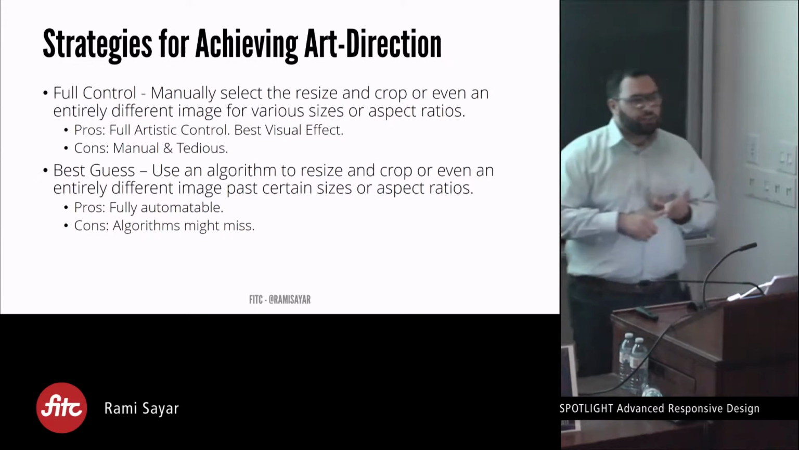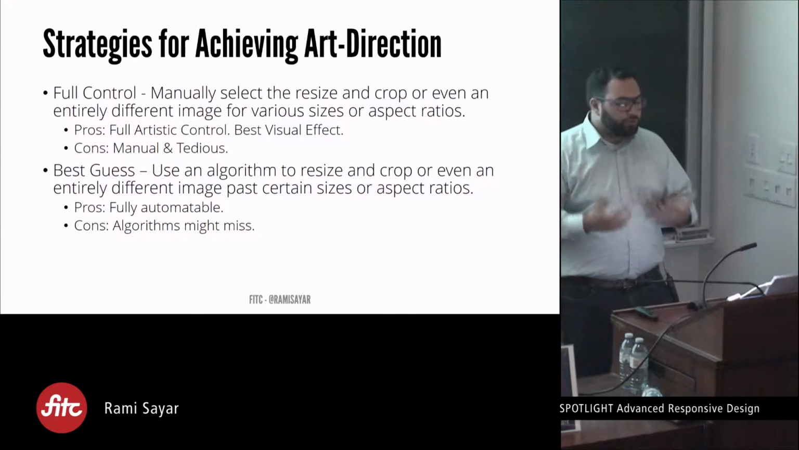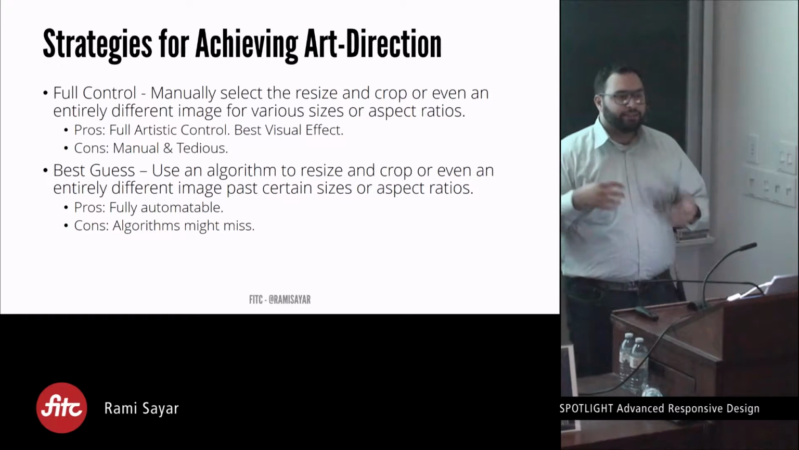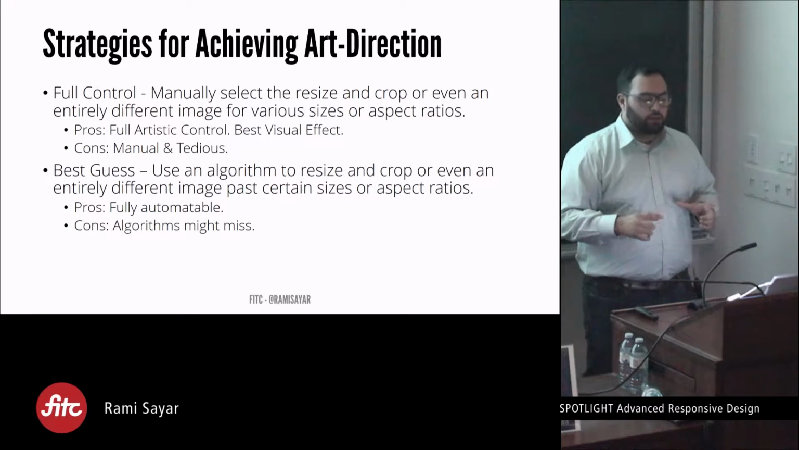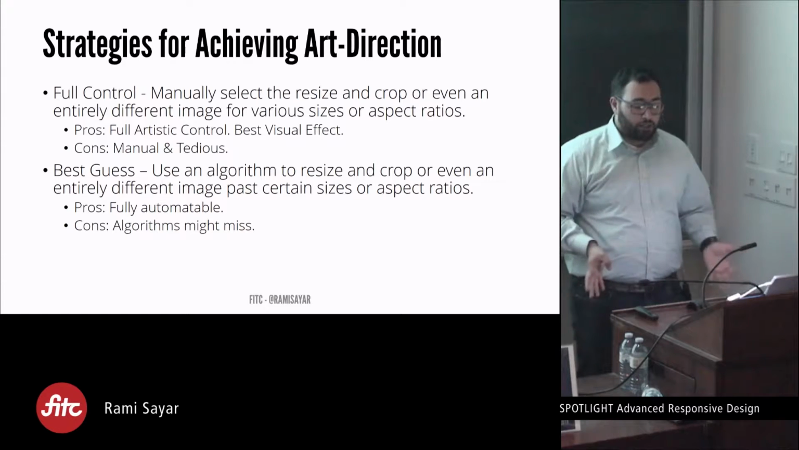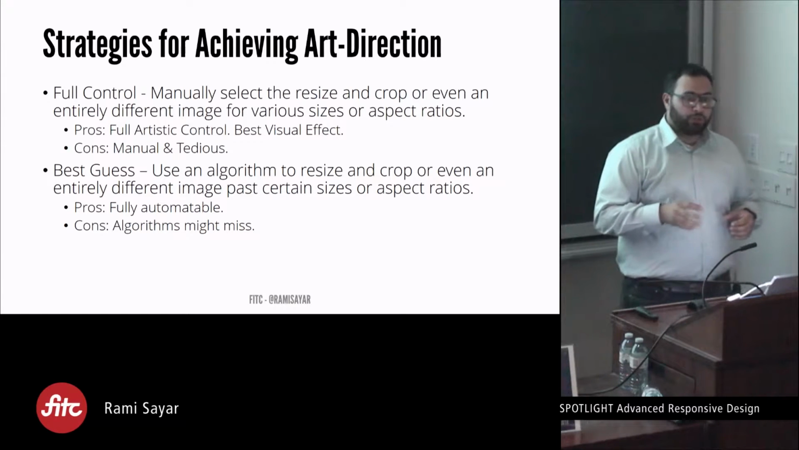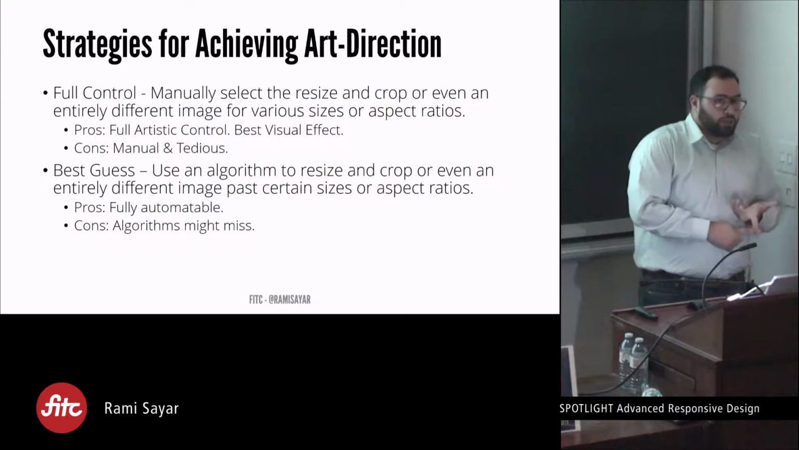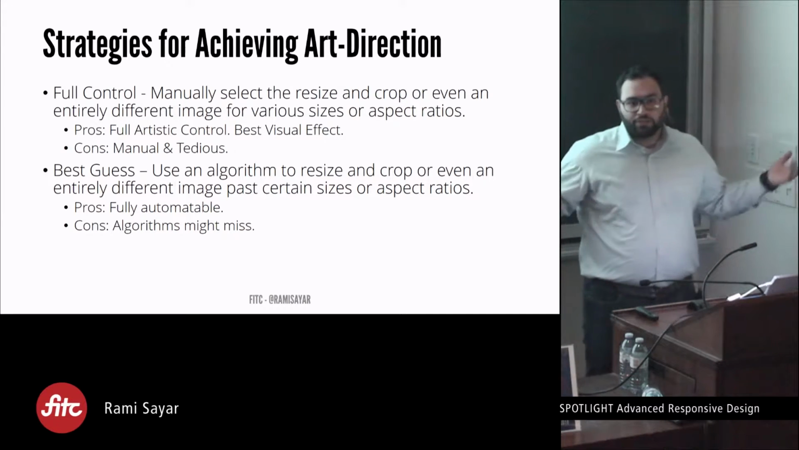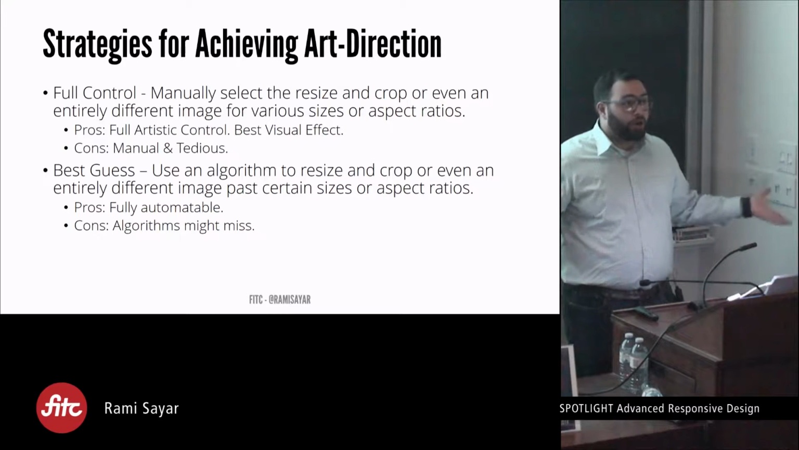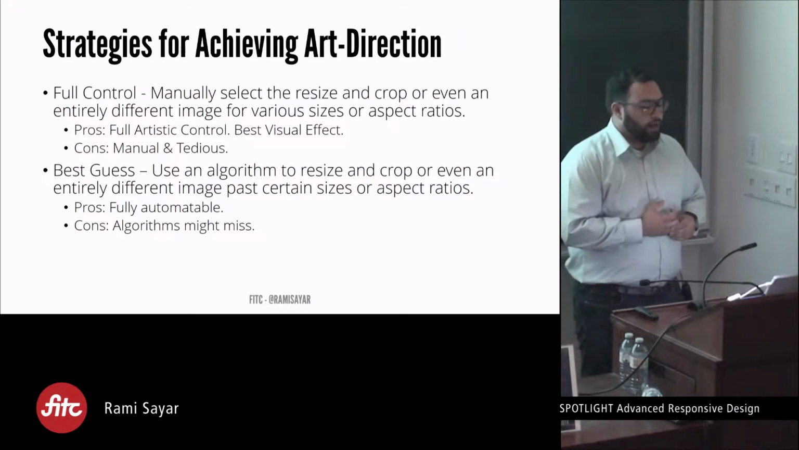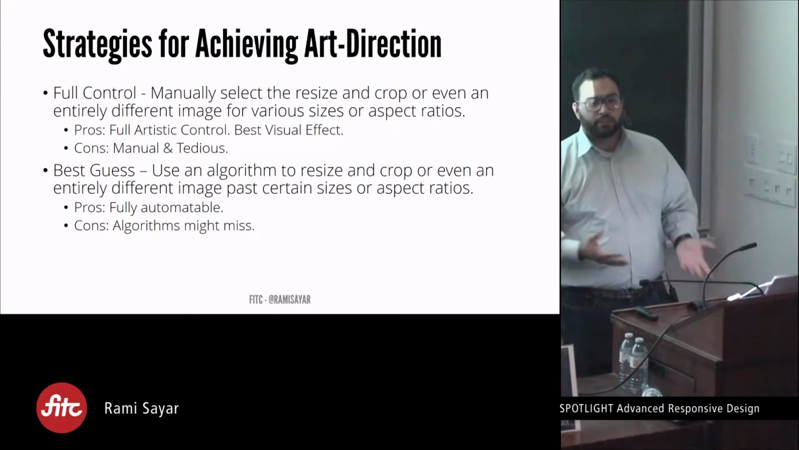The first strategy is you want full control. If you want full control, you manually select the different pieces of the image, and even crop it, or even choose an entirely different image for the sizes and the aspect ratio that you want. There are obviously pros and cons with this strategy. The pro is you have full artistic control. You can do whatever you want, and you get the best visual effect that way, so you can choose the perfect one. The con is that this is manual and tedious.